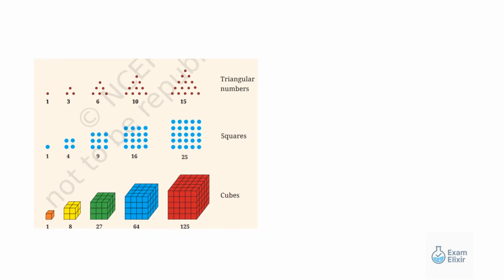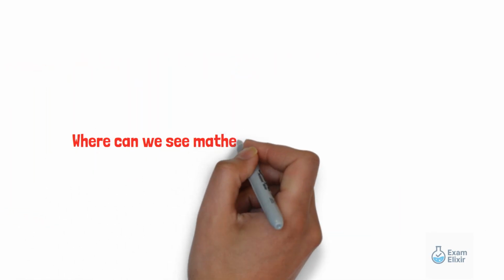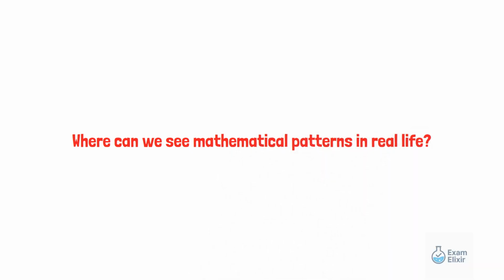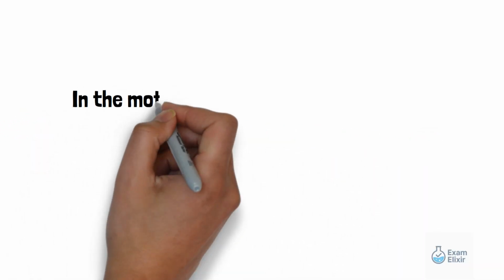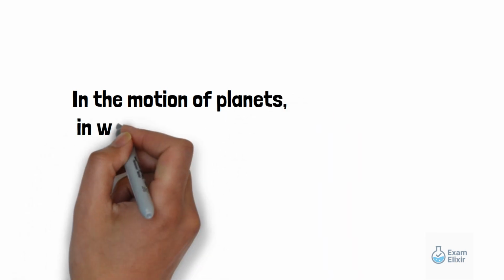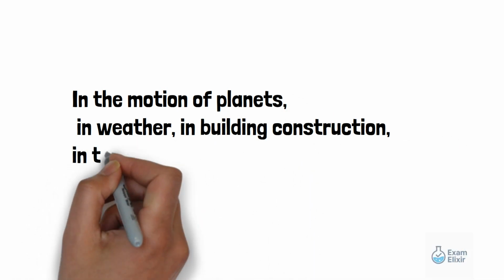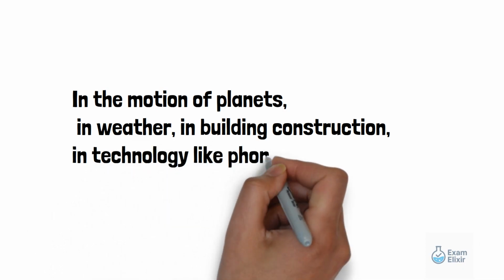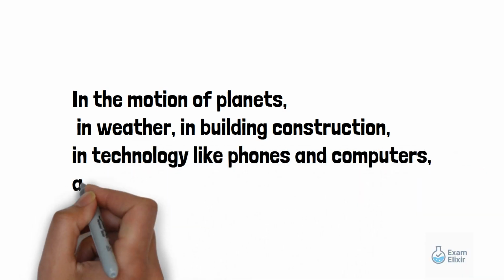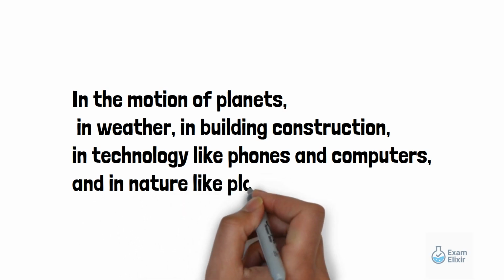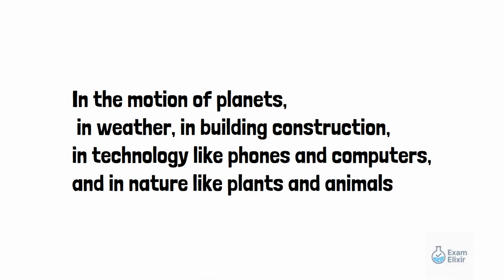Okay. Now the next question is, where can we see mathematical patterns in real life? In real life, we see mathematical patterns both in natural and artificial ways. The natural ones are the planets moving, weather, plants and animals. Some artificial ones are technology like phones and computers. We use different types of patterns.